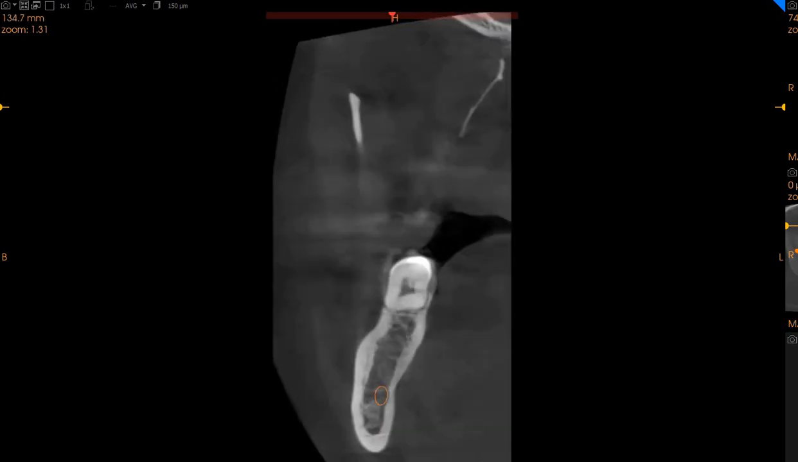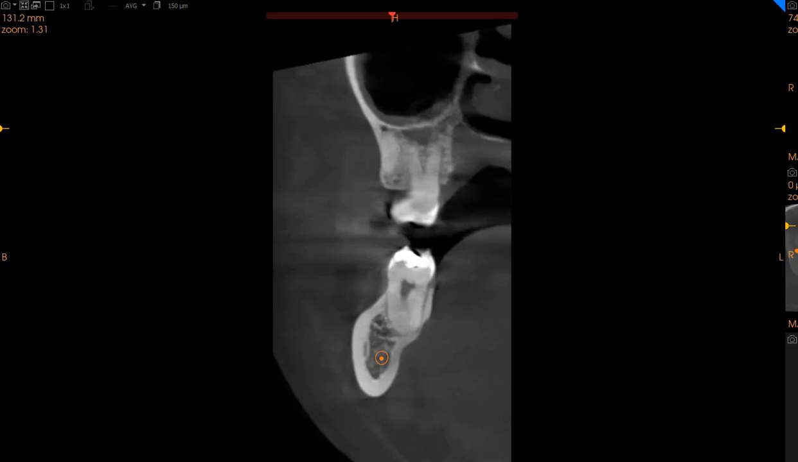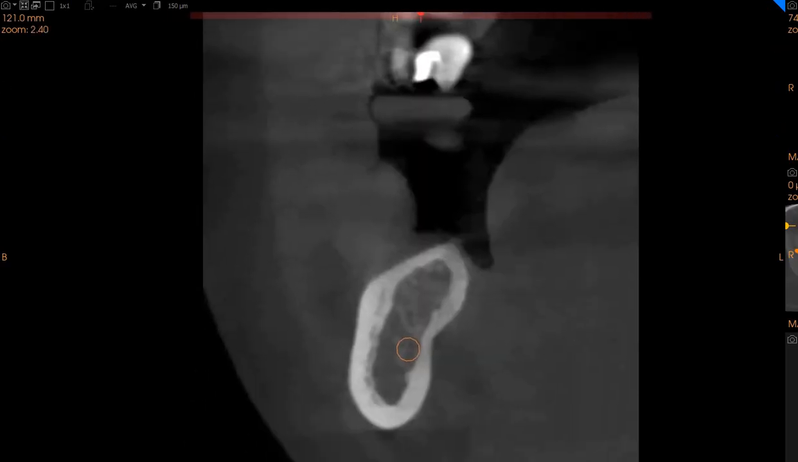Moving to the lower left 6 missing area, this is the lower left 6. Let me just show you right there. We've got a very small and very weak ridge right here. The bone quality here is D2, and the cancellous bone is not very good. We've got 6 millimeters of ridge width below the crest, and approximately 9 millimeters of height.